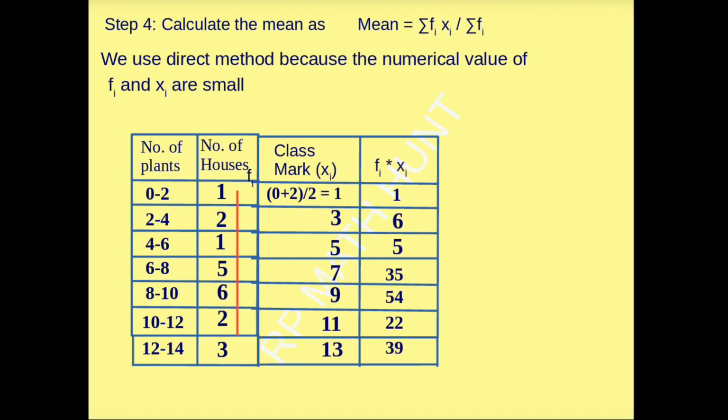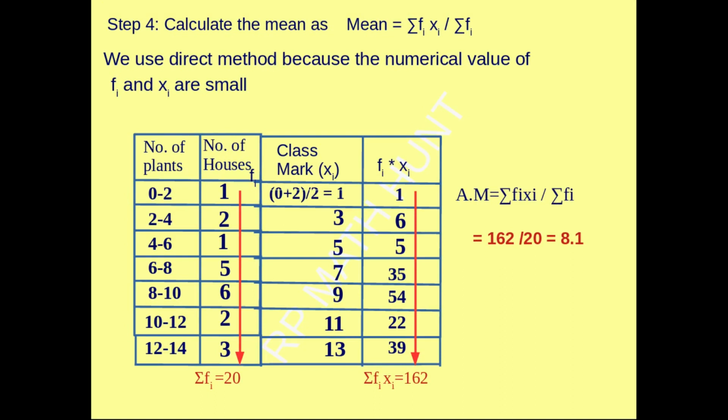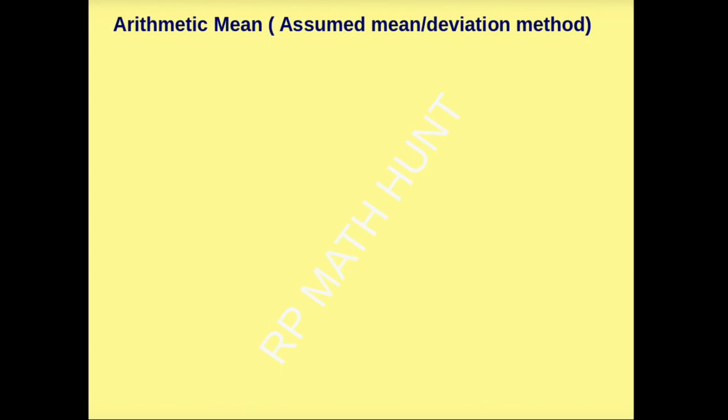1 1 is 1, 2 3s are 6, 1 5 is 5, 5 7s are 35, 6 9s are 54, 2 11s are 22, 3 13s are 39. Now add all the frequencies: sigma fi equals 20. Sigma fi xi, the sum of the products of fi and xi, equals 162. Hence, the arithmetic mean is sigma fi xi by sigma fi, which is 162 by 20, equals 8.1.